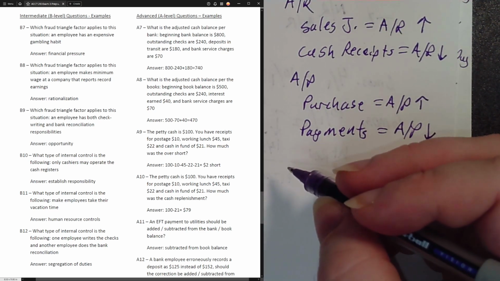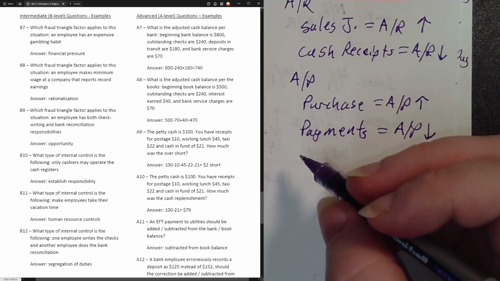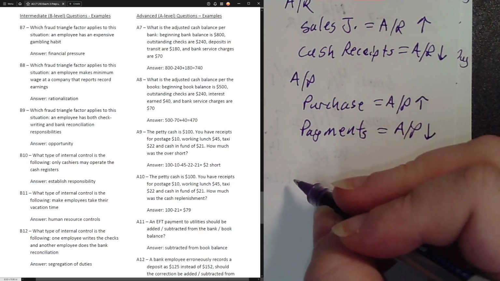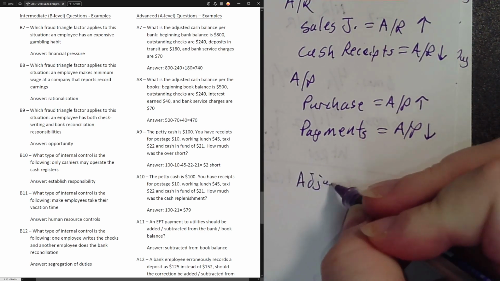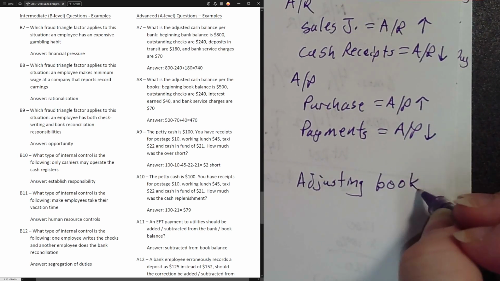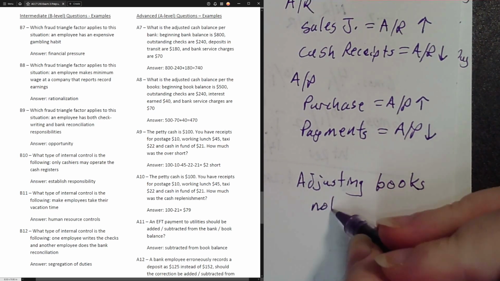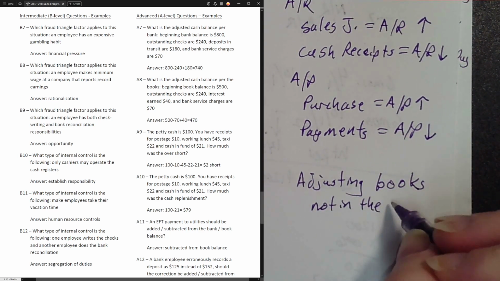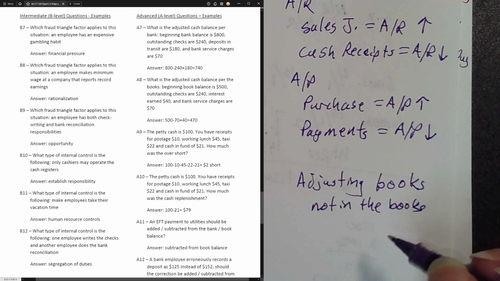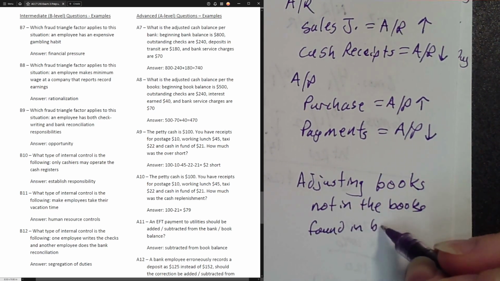Just remember, for example, A7 says, what is the adjusted cash balance per the bank? And then A8 is, what is the adjusted cash balance per the books? So the main thing you have to remember is when you do the adjusting, adjusting the books versus adjusting the bank statement. So adjusting the books, you want to find the things not in the books and add them or subtract them as necessary. And those will be found in the bank statement.